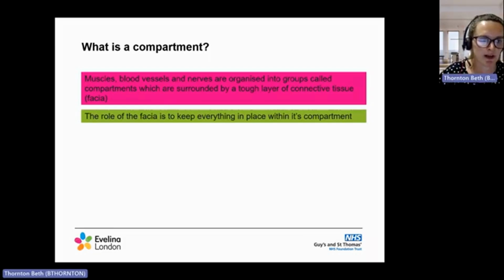So within our limbs, we have compartments and they're organised so we've got muscles, blood vessels and nerves, and they are bound by a tough layer of connective tissue called a fascia. And the role of the fascia is to keep everything within its correct place in the compartment.